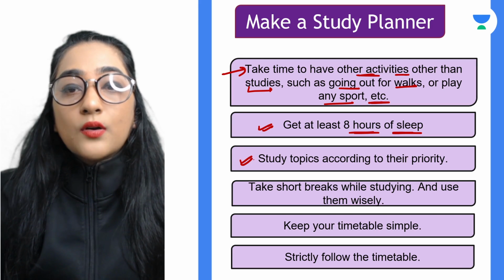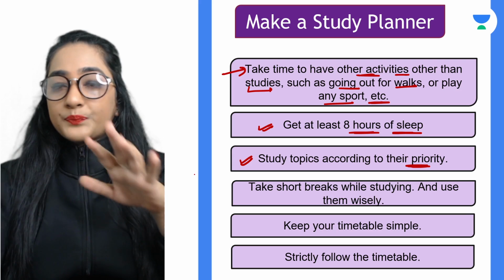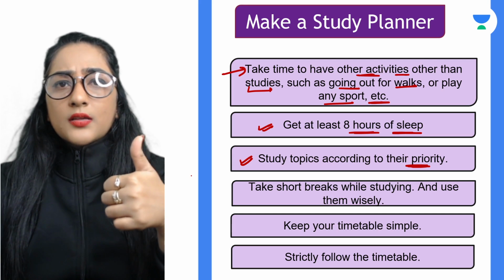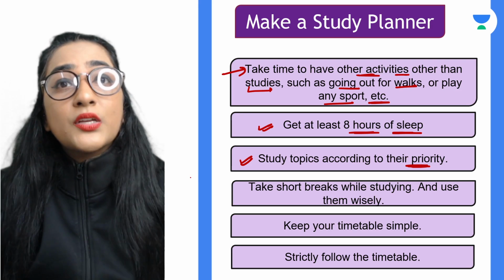Then study topics according to their priority. This is very important, everyone. For example, as I told you all, if your reading is good, your writing and grammar is good, and you need to work a bit more on literature, then start with literature first.